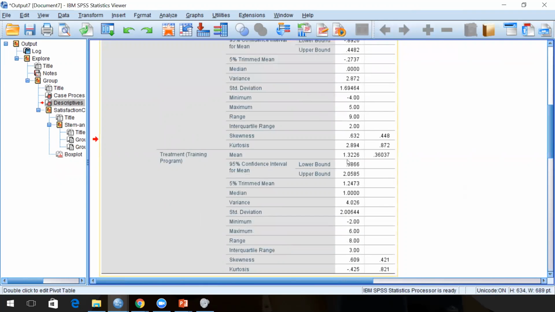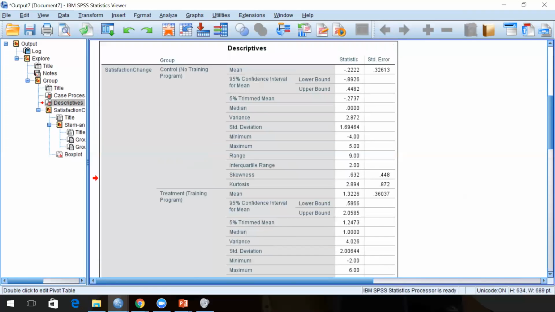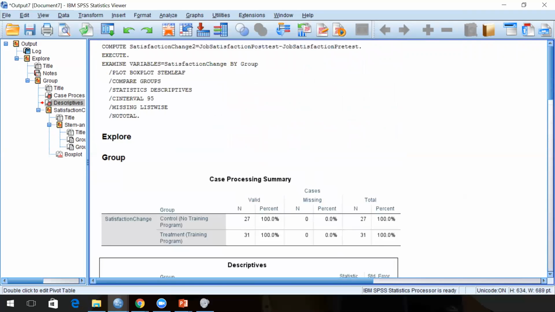If we look at how we calculate the effect of an experiment like this, you take the change in the treatment group, 1.3226, and you subtract from that the change in the control group, which is negative 0.222. And if you do that, you get an actual treatment effect of about 1.5, and it doesn't show us that here, I don't believe, but that's kind of what the end result would be. We'll see it in a minute.